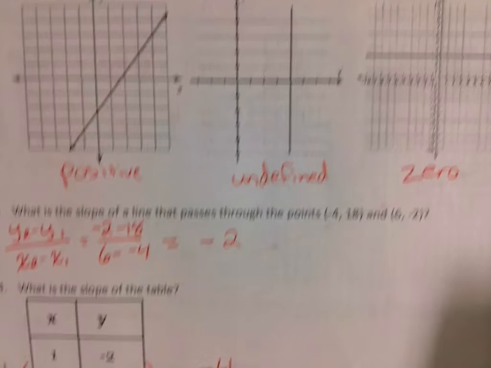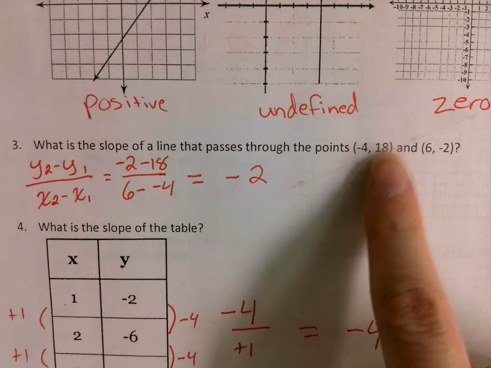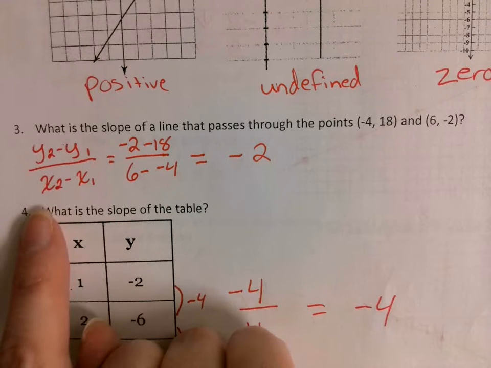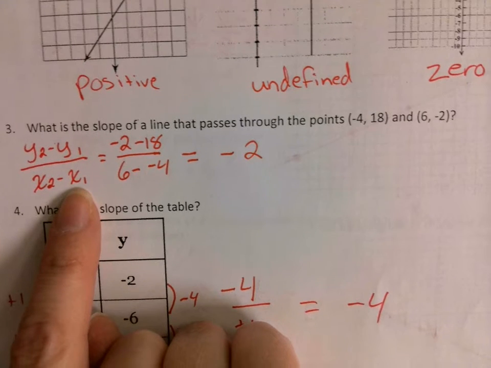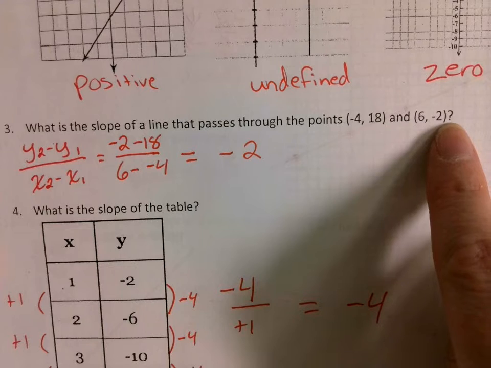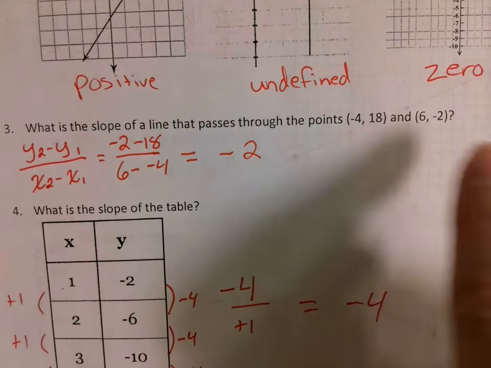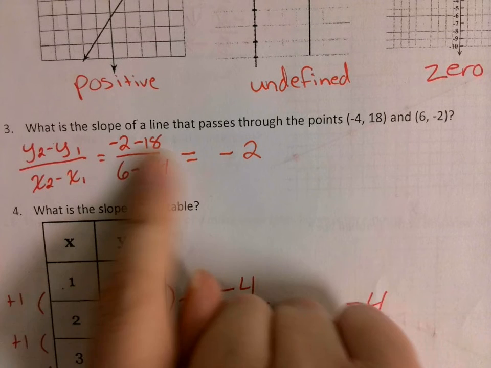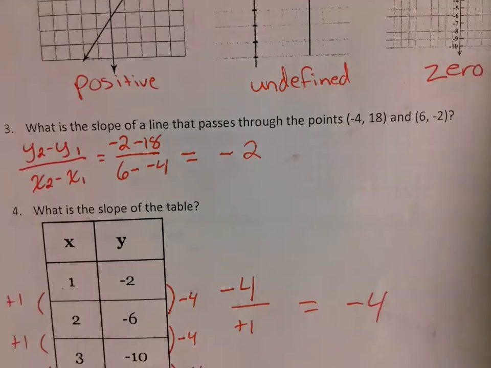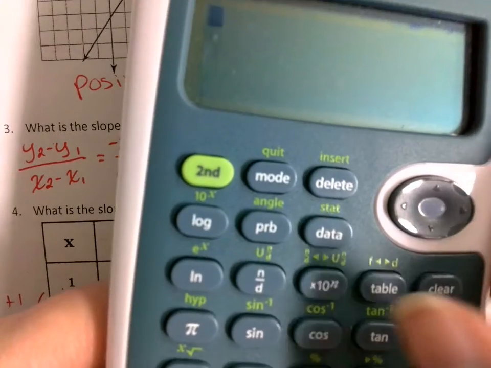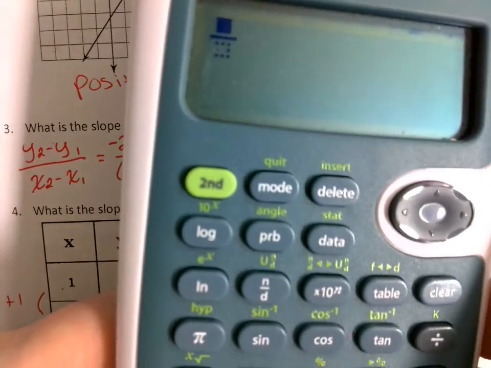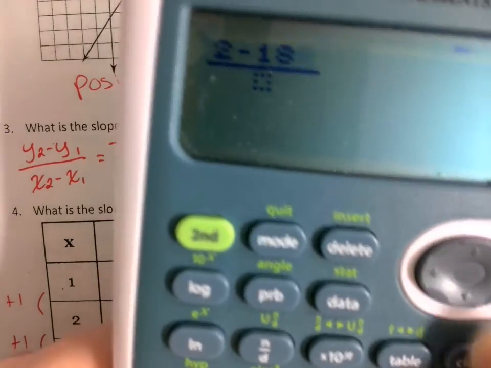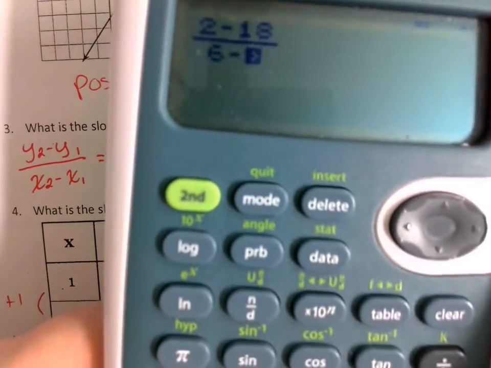Number 3, finding the slope by given points. Remember, the formula for slope is y2 minus y1 over x2 minus x1. So you're taking the difference of your y, so -2 minus the 18, and then the difference of your x, 6 minus -4. When you type that into your calculator exactly as that, as a fraction, literally hit your fraction button, and then just type in 2 minus 18 over 6 minus -4, and hit enter.